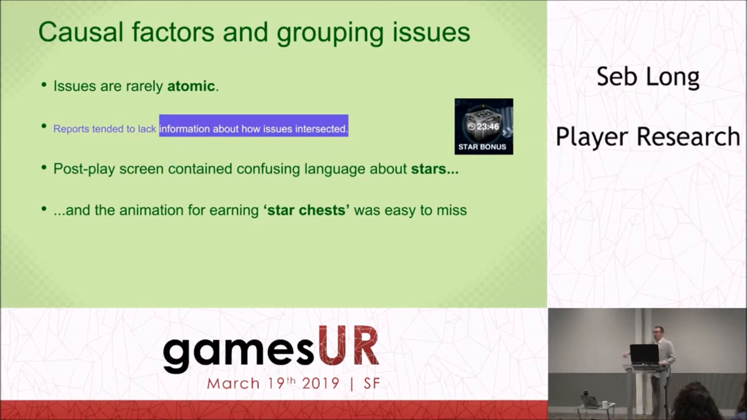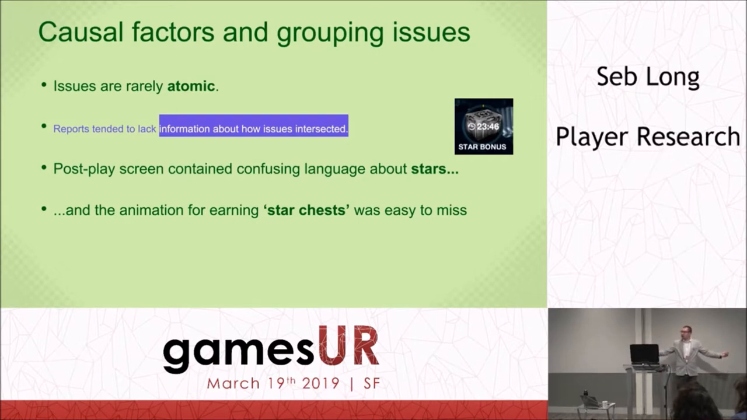Secondly, separate issue, the animation for earning star chests, which is in the map screen that I showed you earlier with those game modes, there's a little animation there that shows how many stars you got rolling into the star chest. But it's really fast and it's super easy to miss, and you're a bit disconnected from the end of the previous level. So there's another issue here about what was that animation? That was fast. That was too quick.